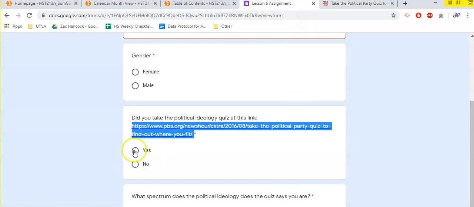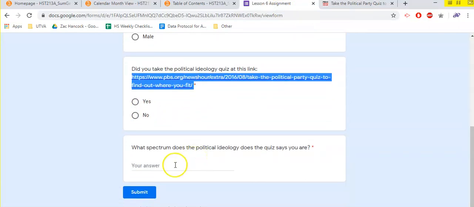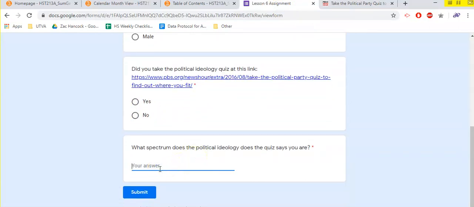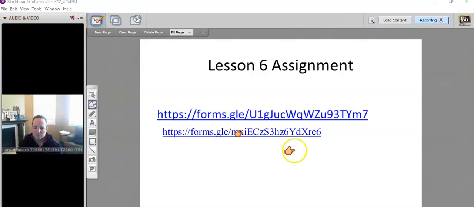And then you're going to put yes that you did fill it out. And then it's going to point out an area of where you're at. And you're just going to type that in there and submit it. So that is your assignment for today. Okay? All right, so I'm going to get back to my screen here.